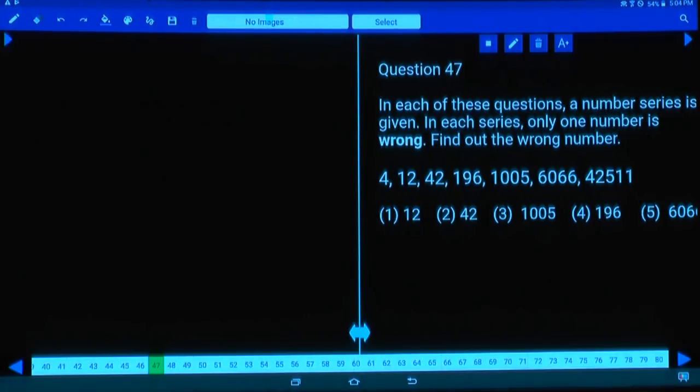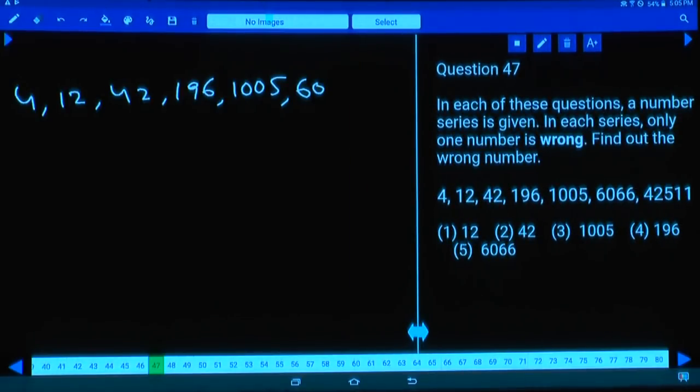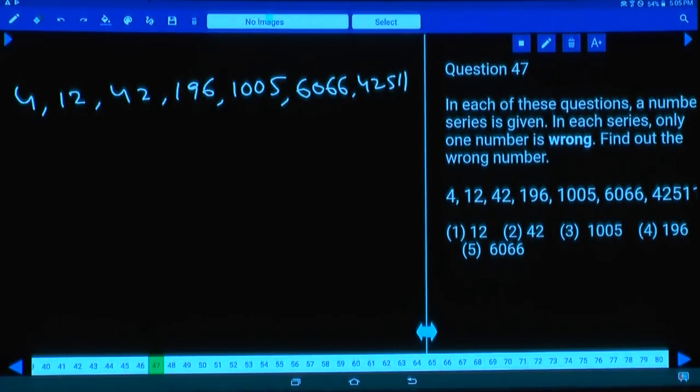4 into 3 is 12, but from there onwards none of the remaining numbers are perfect multiples, isn't it? Hence it must be under combination. Then how to express this one? 4, 12, 42, 196, next one 1005, next to 1005 is 6066, and 42,511, isn't it? Then tell me, as it comes under product and combination, then we should check out at where? And in the case of combination, we should always start from where? The highest number, because at the highest number we will have only one possible.